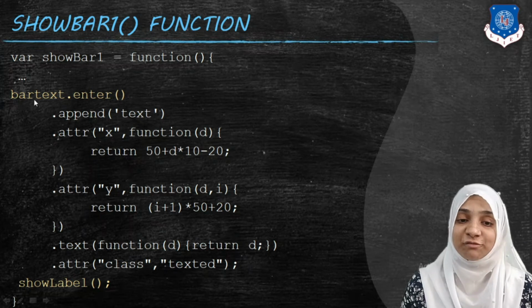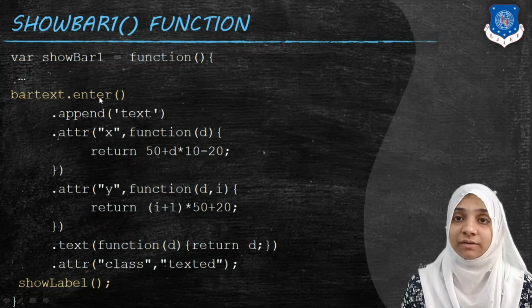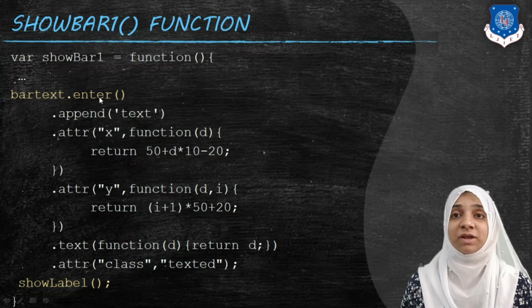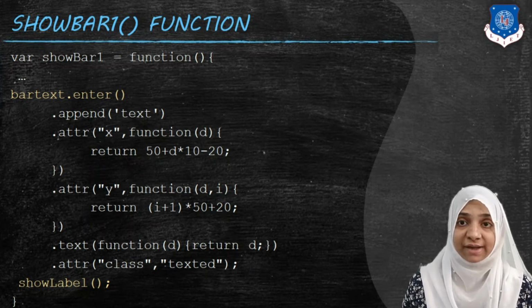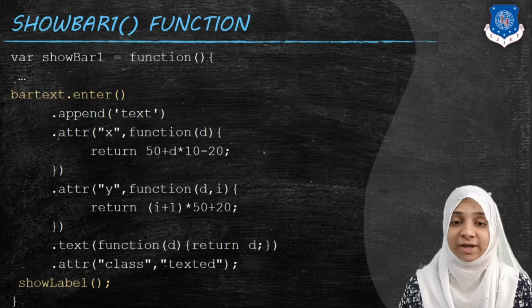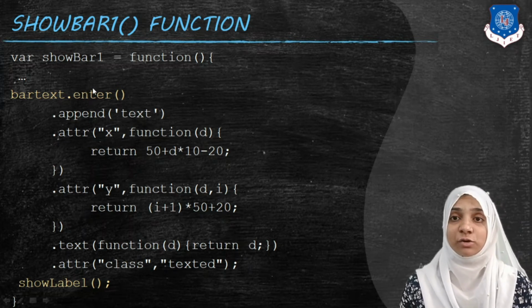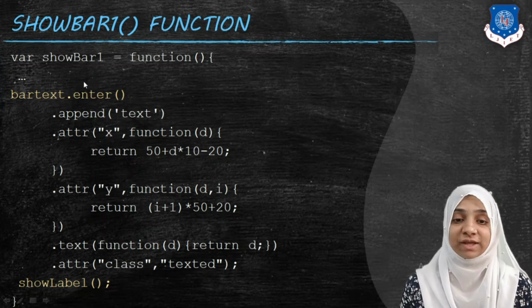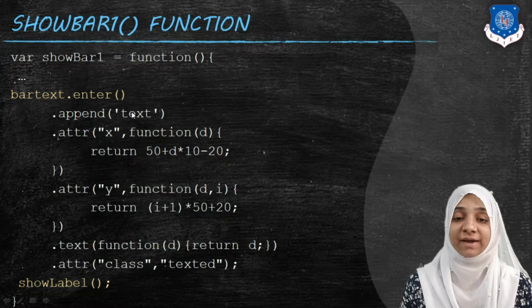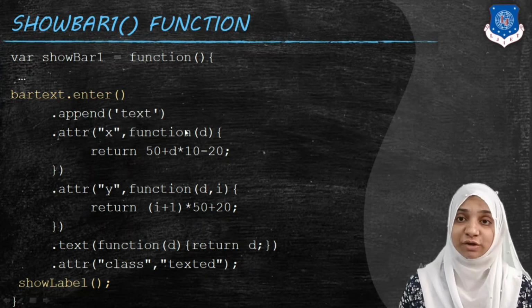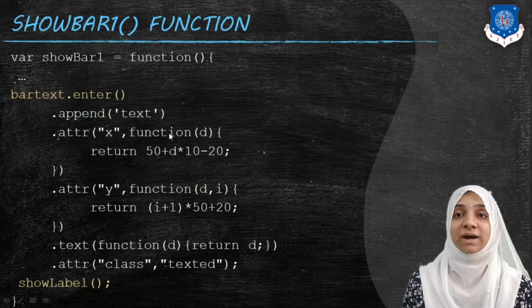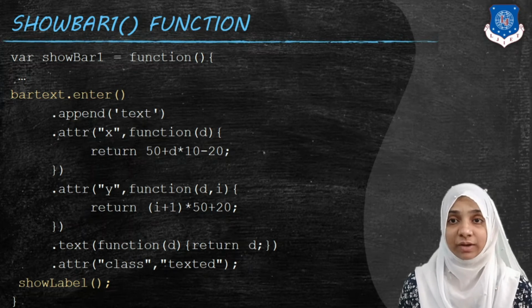So that's why we have bar text variable, and you remember that bar text variable is also associated with data labels, and we do not have any text elements according to that data. So enter method will find out that we require 5 text elements. So with the help of append of text, we are going to add those 5 text elements.